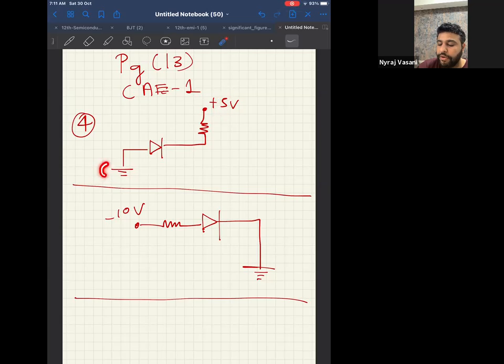Now tell me, between 0 and plus 5, which is higher? Higher is plus 5. That means it is positive compared to 0. So 0 is negative. I'll repeat: compare plus 5 and grounding, which is higher? Plus 5 is higher, therefore it becomes positive, and the grounding is lesser than plus 5, so grounding becomes negative.